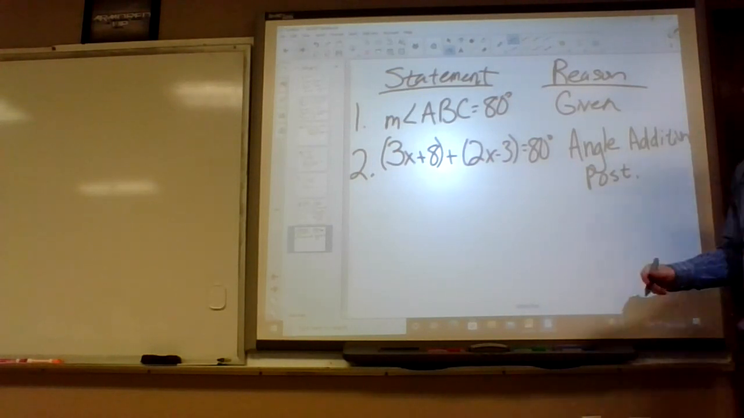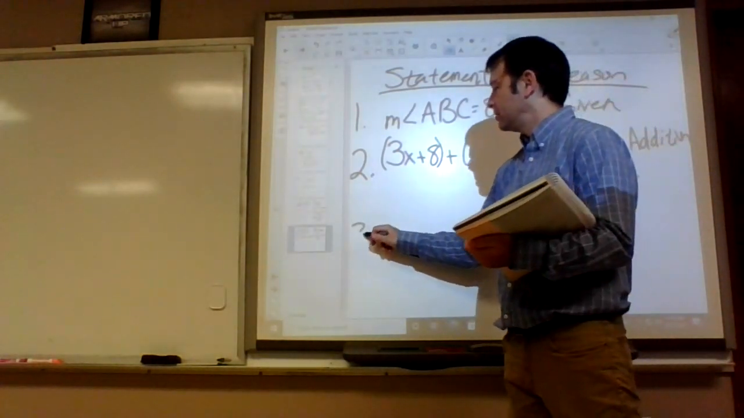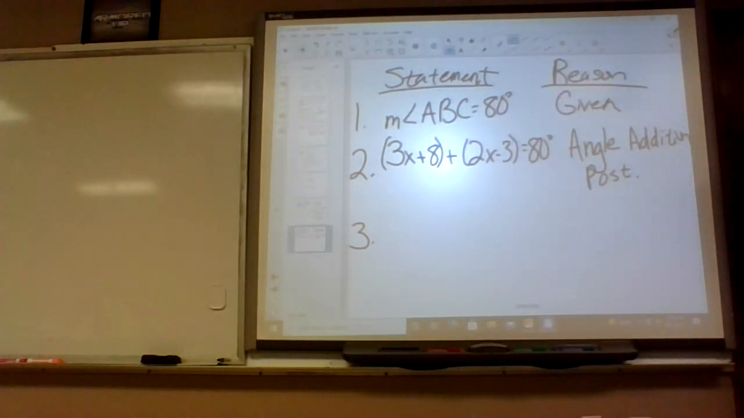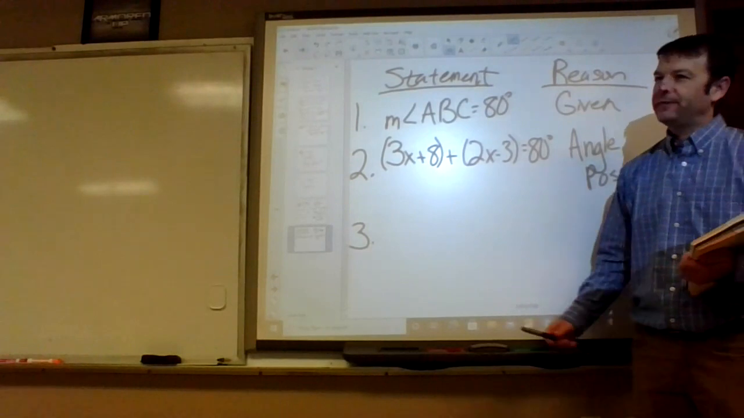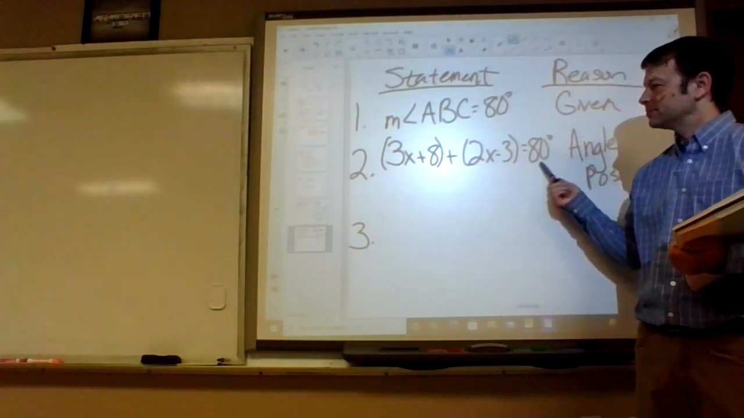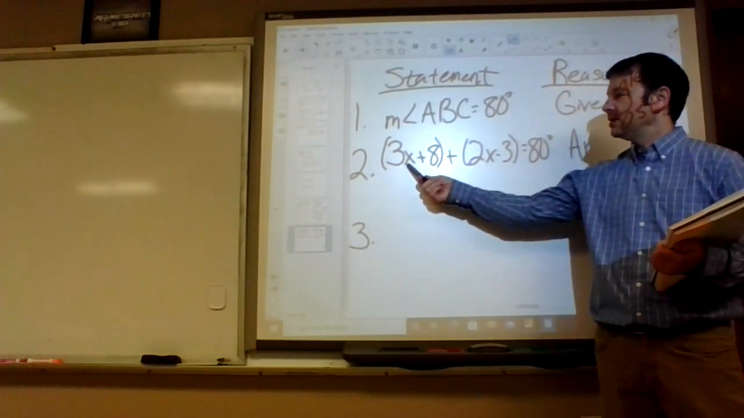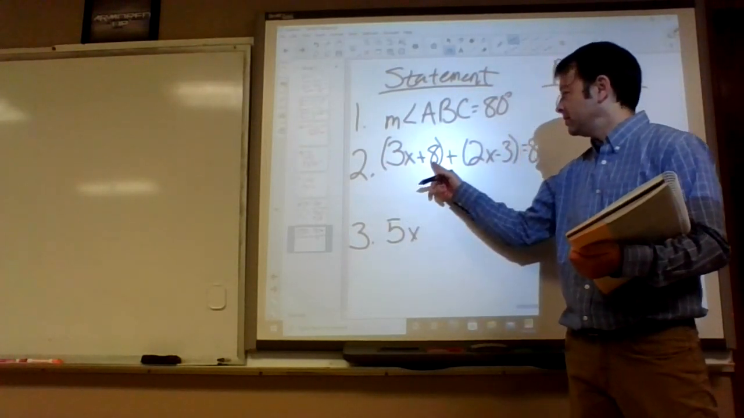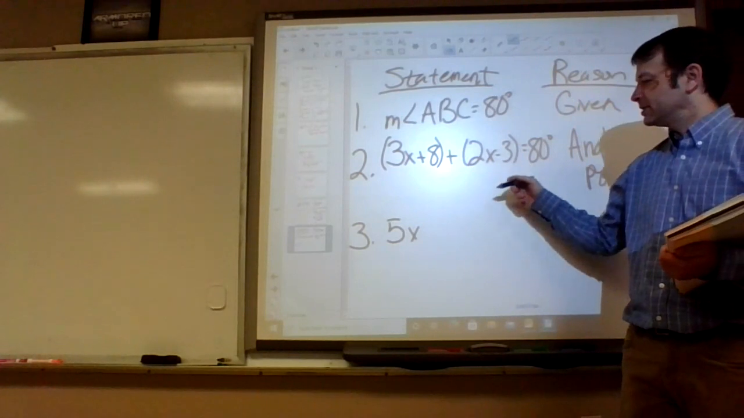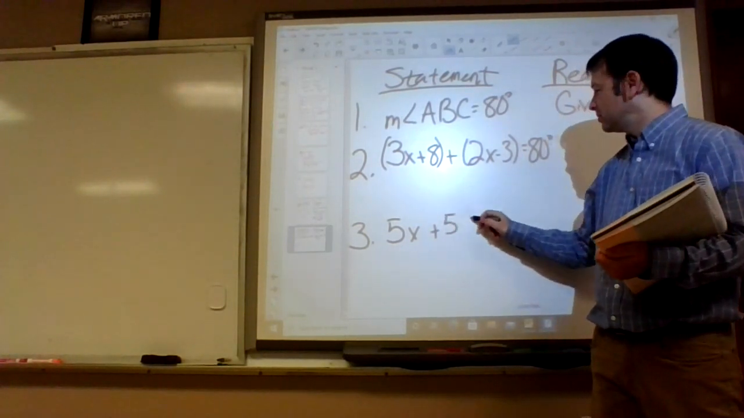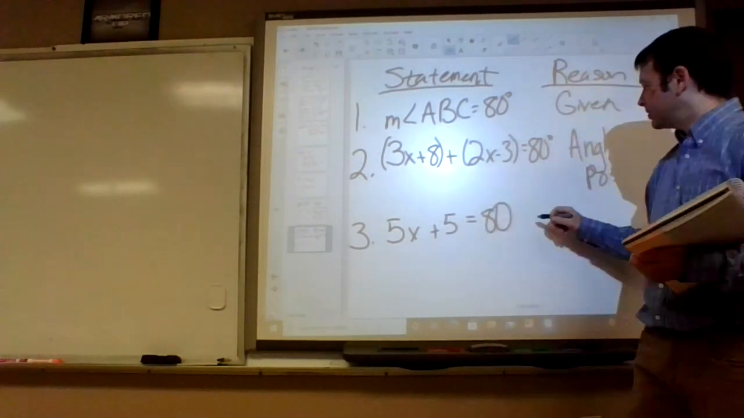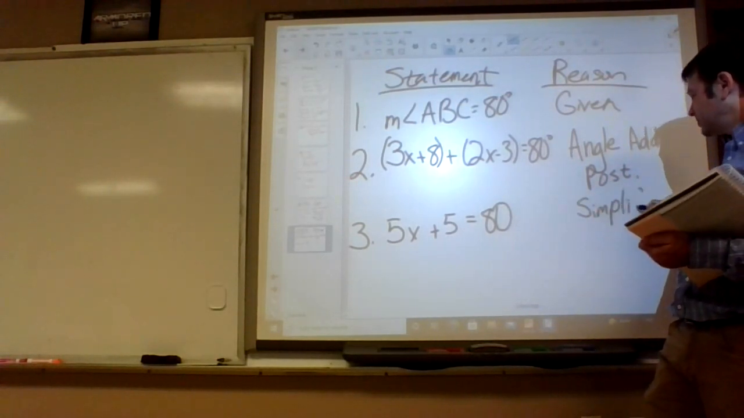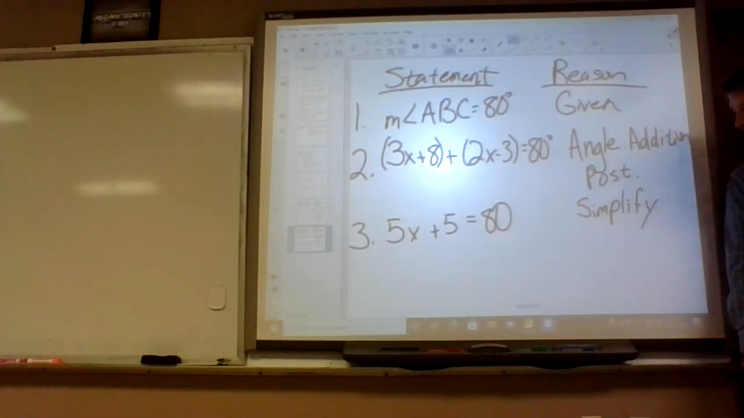All right. Now what would you do? If you're solving this, what would you do? Put the numbers together. 3x plus 2x plus 8 minus 3, 5, equals 80. Okay, they just put simplify. I guess there's no property name for that one.